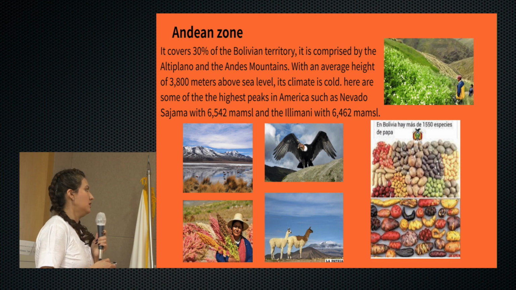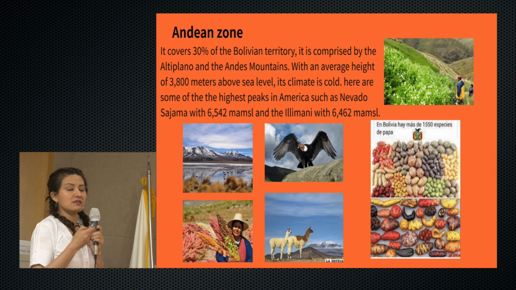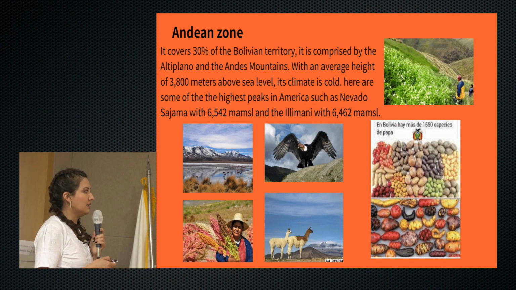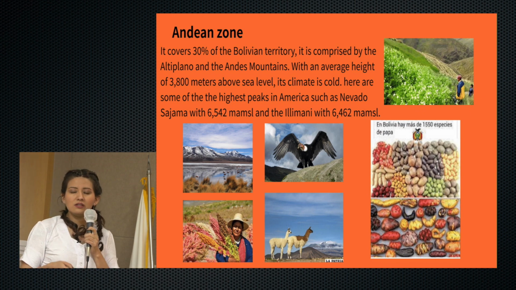In this zone, we can see the mountains with snow and the lakes that are very high. One symbol for all the Andes is the condor, and it is in all the Andean zone, from Ecuador, Peru, and Bolivia.